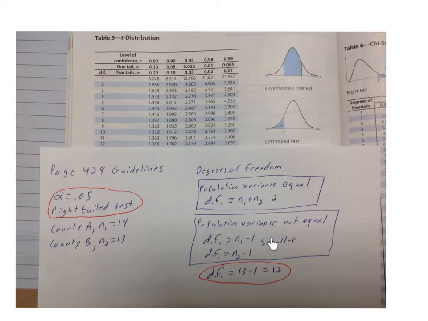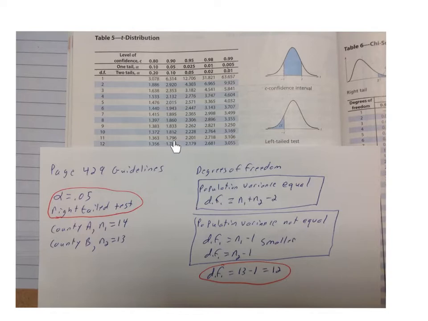We're supposed to pick out the smaller one, and so it'd be 13 minus 1, so the degrees of freedom is 12. I've circled this number in red and this info in red, and that's what we need for the table. We're going to come down this column here because we do have a one-tailed test with 0.05, and you find 12 here.